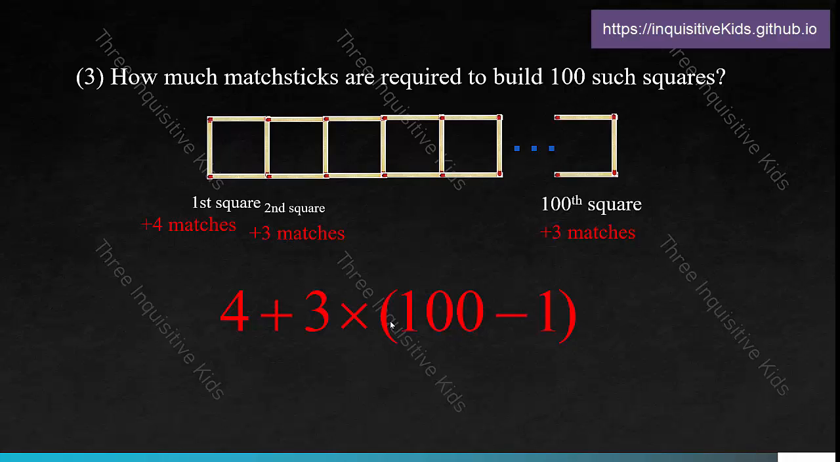And what it means is that the number of matchsticks required to build 100 such squares is going to be the amount of matches from the first square plus the amount of matches we're going to need for the rest of the figure. And if you're wondering why we need 100 minus 1, that's because this is already the first square, so we don't have to look at that. And after the 4, we really have 99 squares that each add 3 more matches. So it's going to be 100 minus 1.